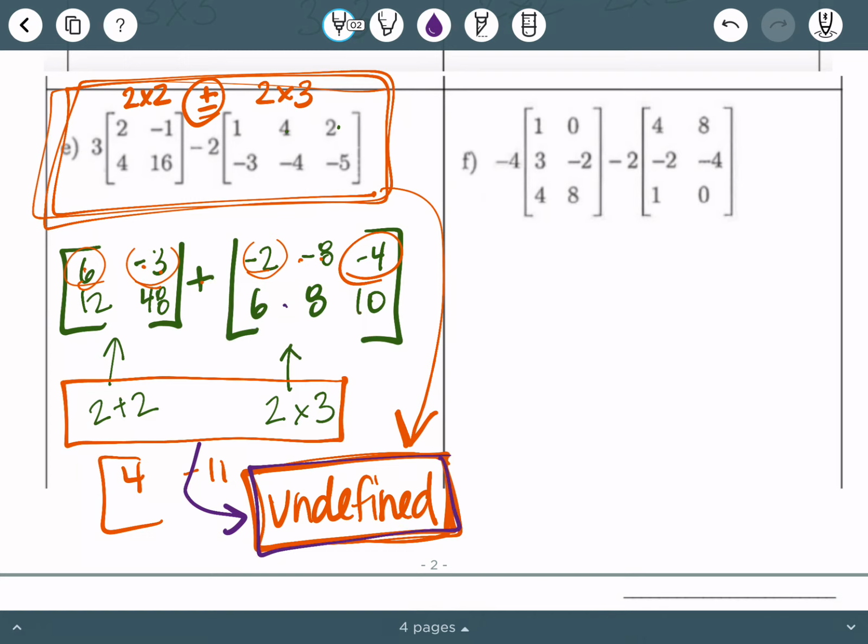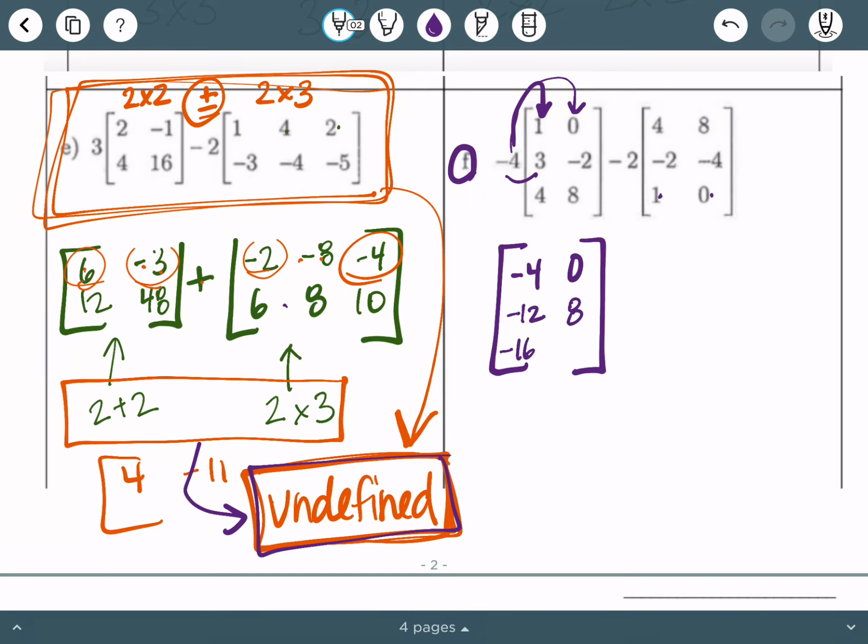So let's check letter F. In letter F, I see a 3 by 2. Remember, I count down first, 3 by 2. And I also see a 3 by 2. So I know that I'm going to be good to add and subtract, so I'm going to start my multiplication here. So I have negative 4 times 1 would give me negative 4. Negative 4 times 0 is 0. Negative 4 times 3, negative 12. I'm going to fast forward here. 8, negative 16, and negative 32.